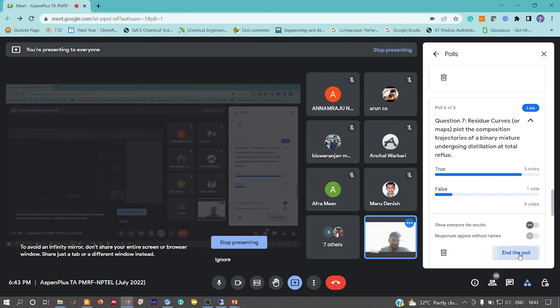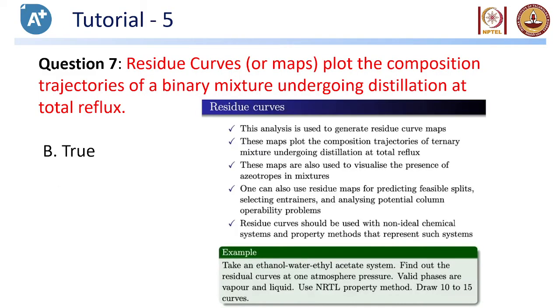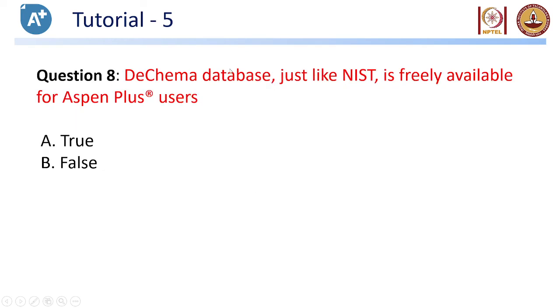Okay, fine. Let me end this. So yes, when you generate residual curves, in one of the classes the professor in fact mentioned that these residual plots are the trajectories in the total reflux condition, right? Okay, fine. So yes, we have another question.